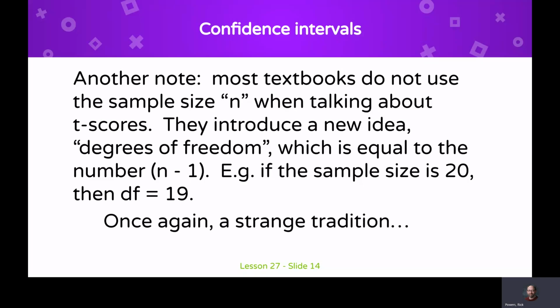Another note, most textbooks do not use the sample size n when talking about t-scores. They introduce a new idea, degrees of freedom, which is equal to the number n minus 1. For example, if the sample size is 20, then degrees of freedom is equal to 19. Once again, a strange tradition.